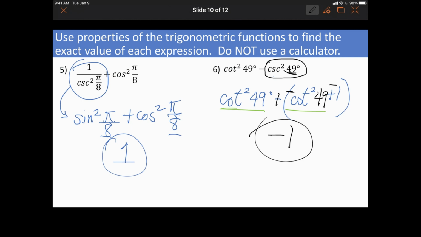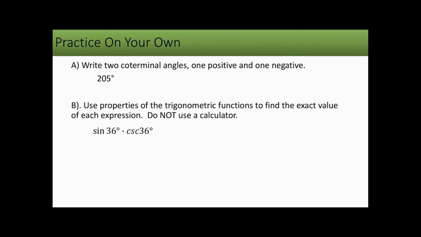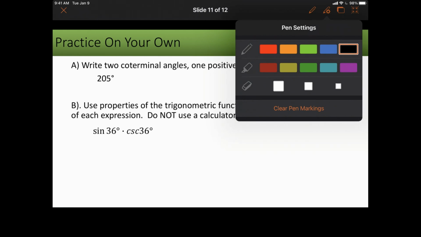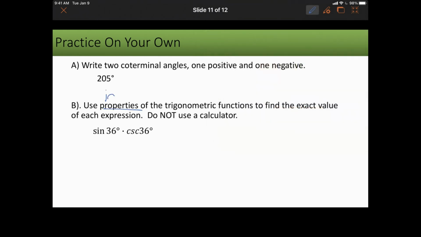I said properties, but it also means the identities as well. They take a little bit of time to get used to. So make sure you're looking at your notes and you have all the identities. It's helpful when they're all on one page. All right, here are 2 problems for practice on your own. Refer back to the notes or the video for help. Again, when I say properties, this also means identities.